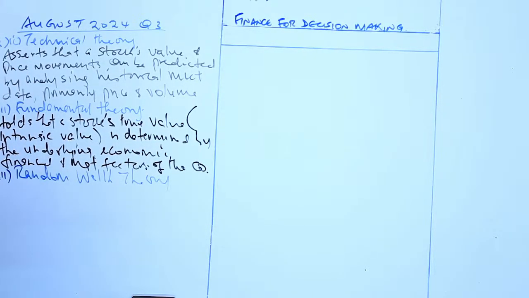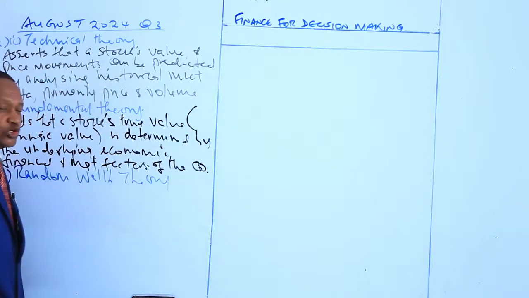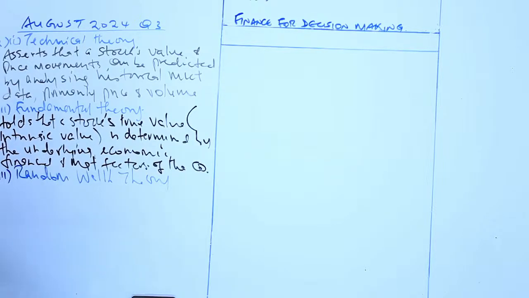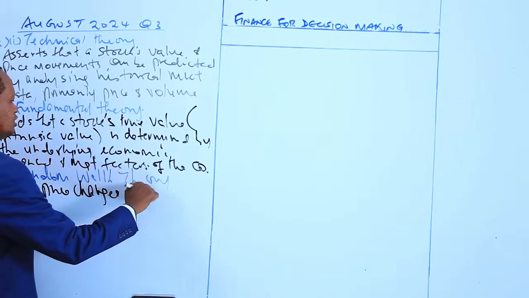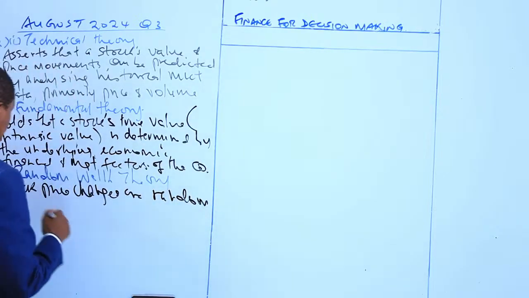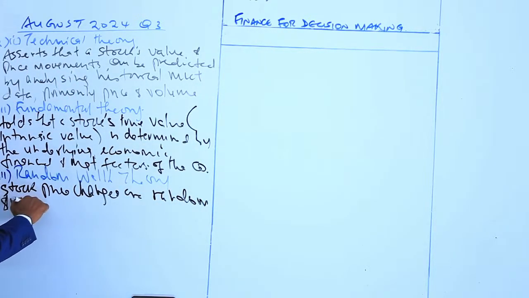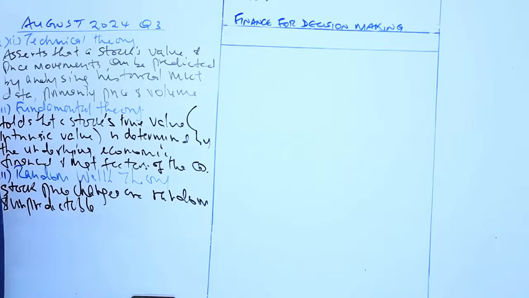Random walk theory posits that stock price changes are random and unpredictable. They are random and unpredictable.